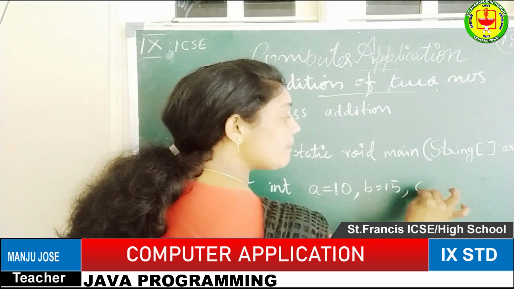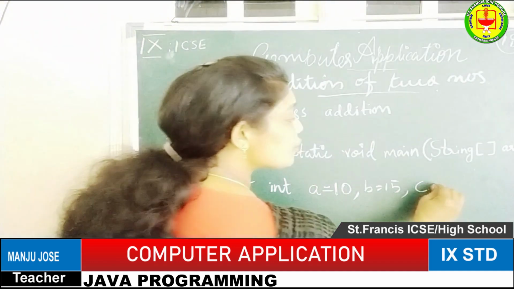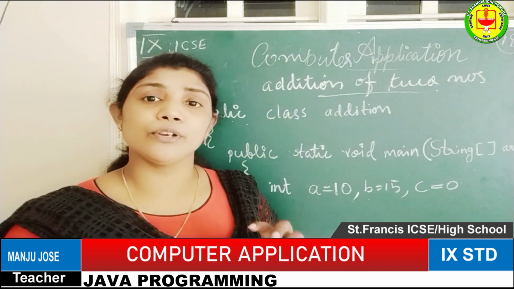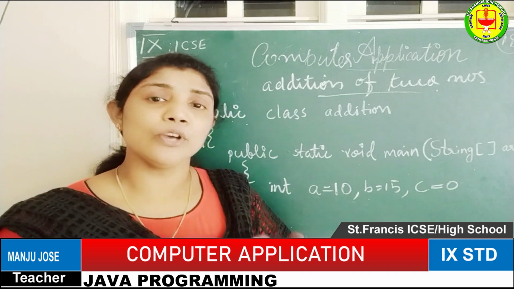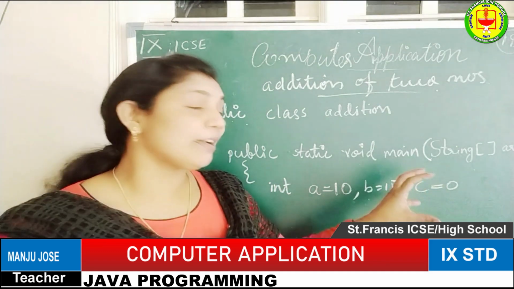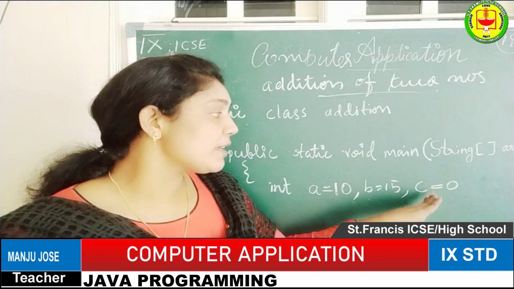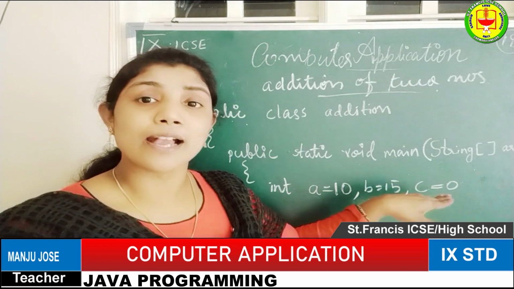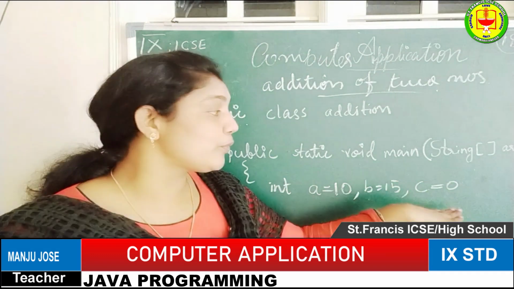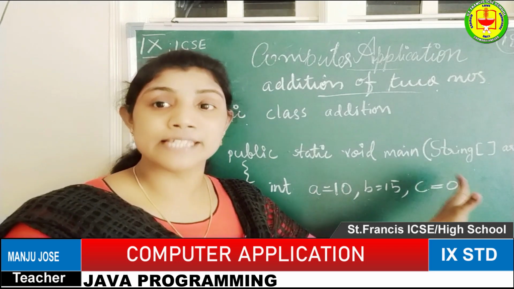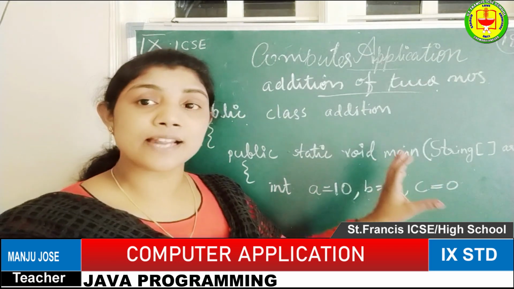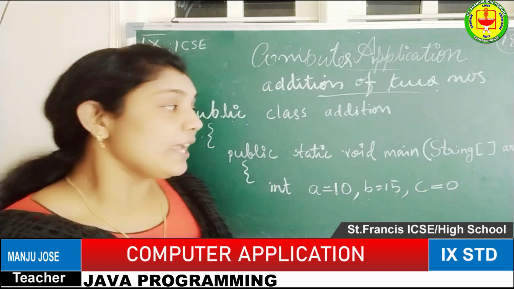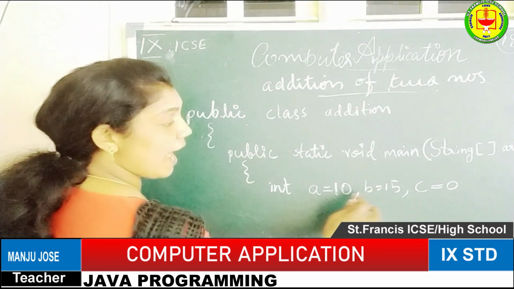Then a and b should be added and the result stored in another variable. So the third variable is c, and it should be initialized with 0, because before storing the sum value, the variable must be empty. If you are simply declaring it, some kind of garbage value may or may not come into this variable. So first itself you have to initialize the variable as 0. If it is 0, the starting value of c will be 0 only, so there is no problem later.